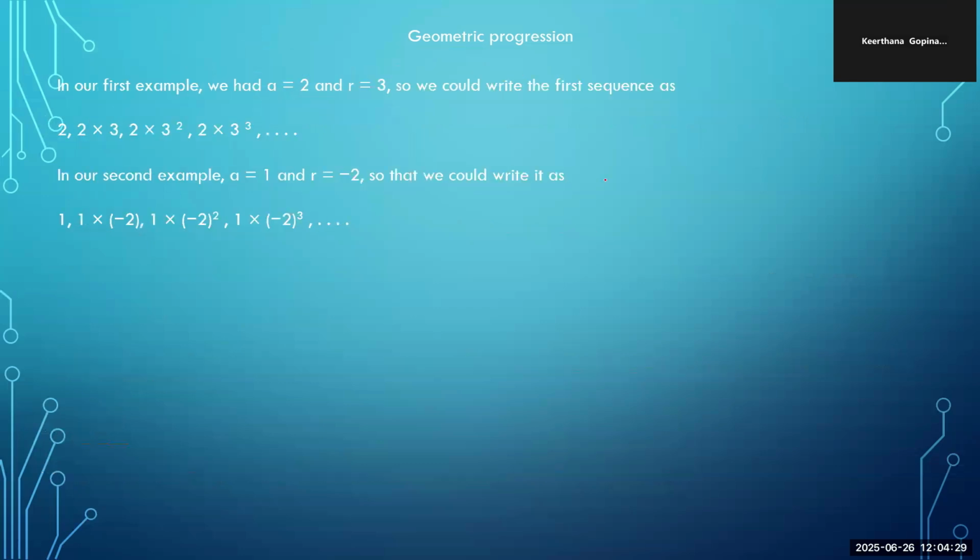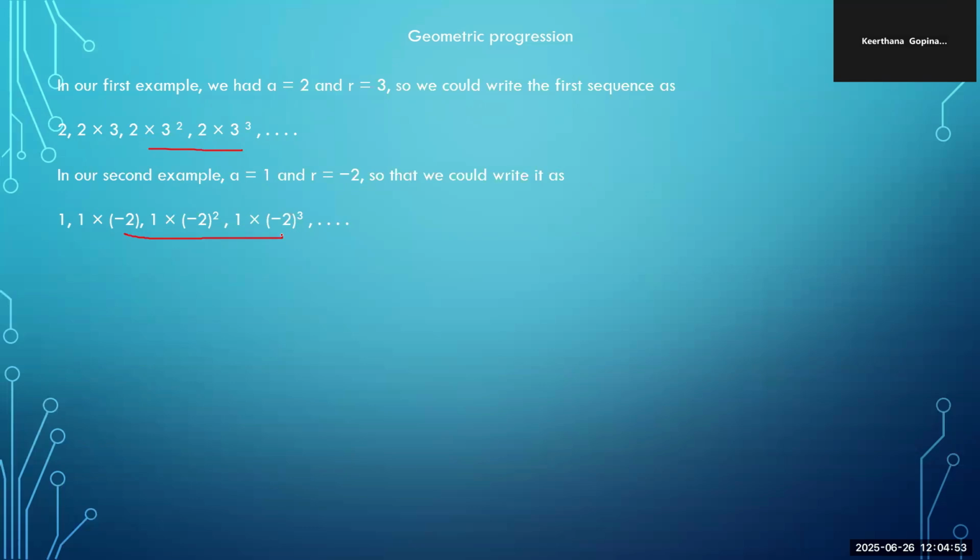Now look at the first example. We had A as 2 and R equal to 3. So we could write the first sequence as 2, 2 into 3, 2 into 3 squared, 2 into 3 cube and all that. That is how it progresses. Second example: 1, 1 into minus 2, 1 into minus 2 square, 1 into minus 2 cube.